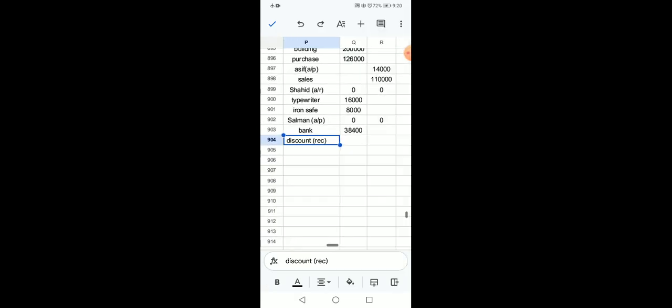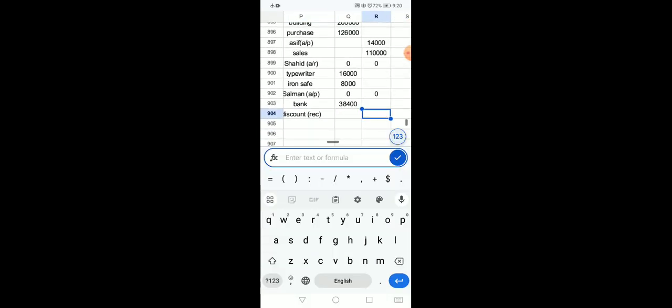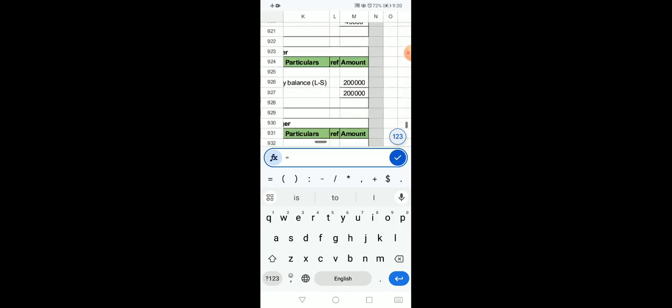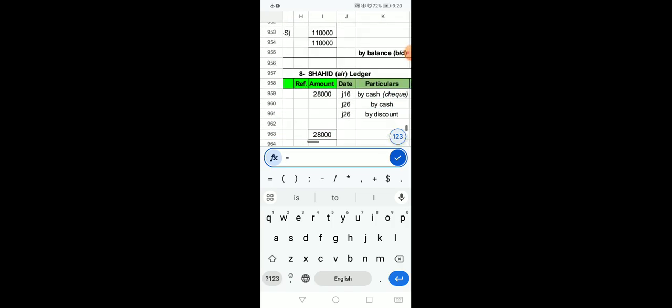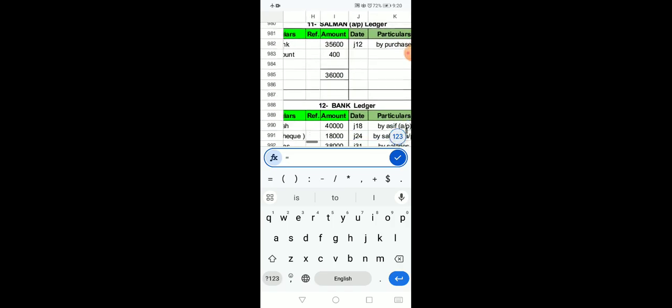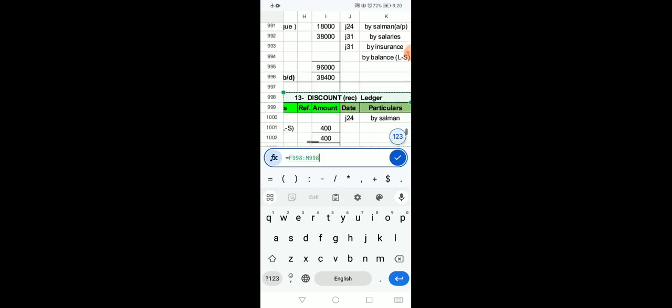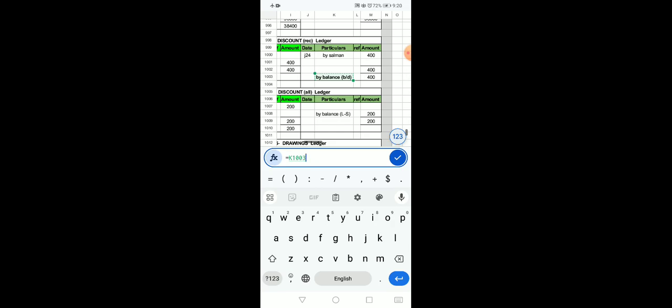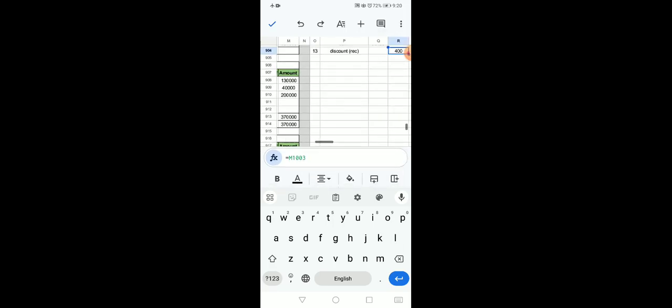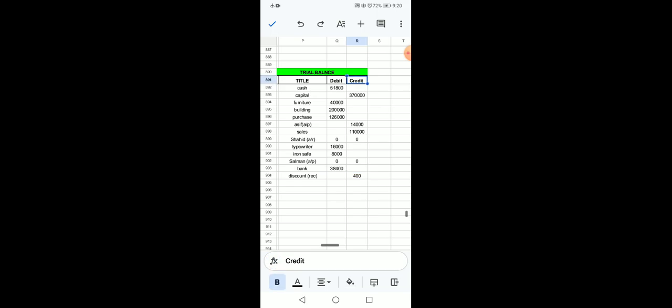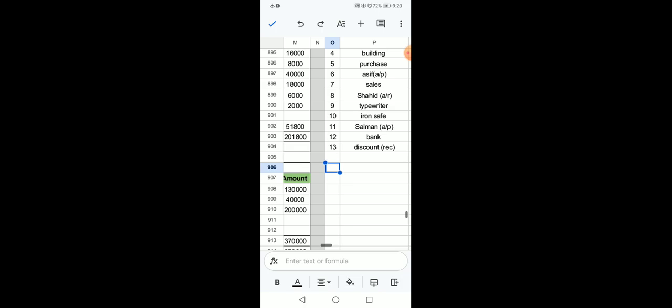All right, and now we will see where the balance of discount received is brought down. Ledger for discount received, here it has arrived. It is the 13th ledger, and you can see the balance is brought down on the credit side. The amount is 400. So you will choose the credit side of the trial balance and write 400 in front of discount received. Credit side you have chosen, you have written 400 in front of discount received. Ledger number 13 is completed.